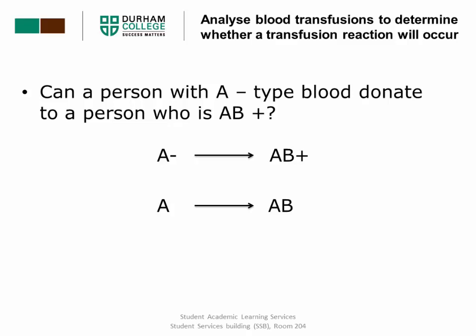Because the recipient has both A's and B's as antigens on the surface of the cell, they will not recognize A blood type as having some different chemical that ought not to be in their body. And so we can donate A blood type to a person with AB blood.